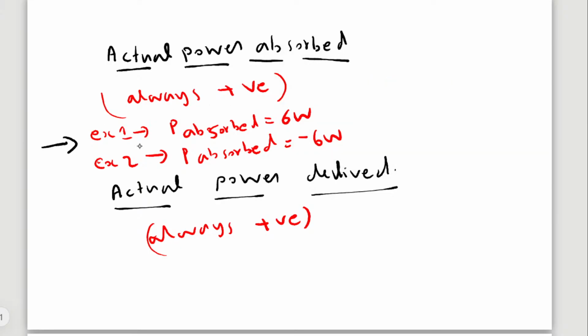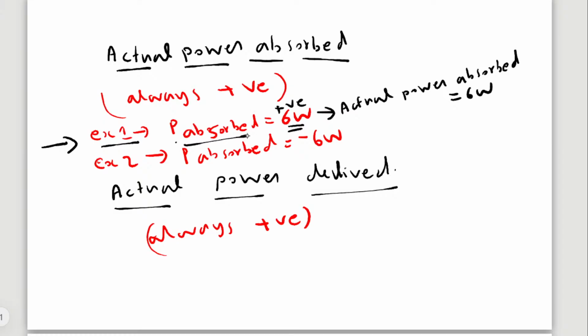In example 1, the power absorbed is 6 watt, so the actual power absorbed is also equal to 6 watt because it's positive. Then the power absorbed will be equal to the actual power absorbed, that is 6 watt. Now consider example 2. In this example 2, the power absorbed is minus 6 watt.